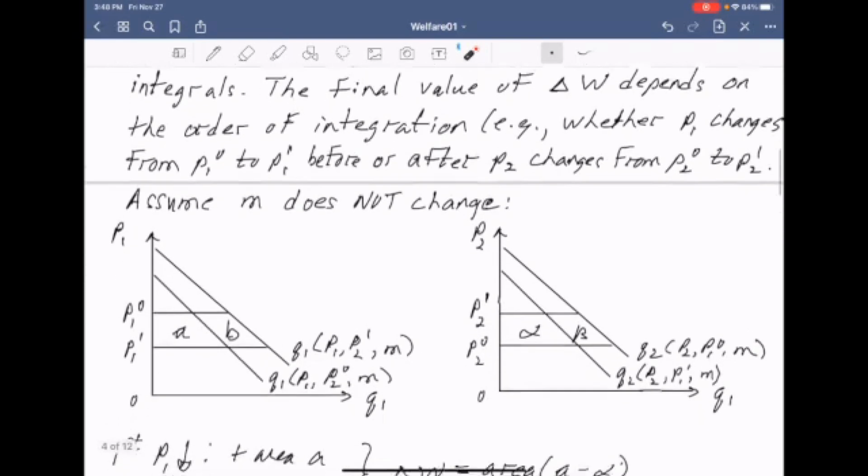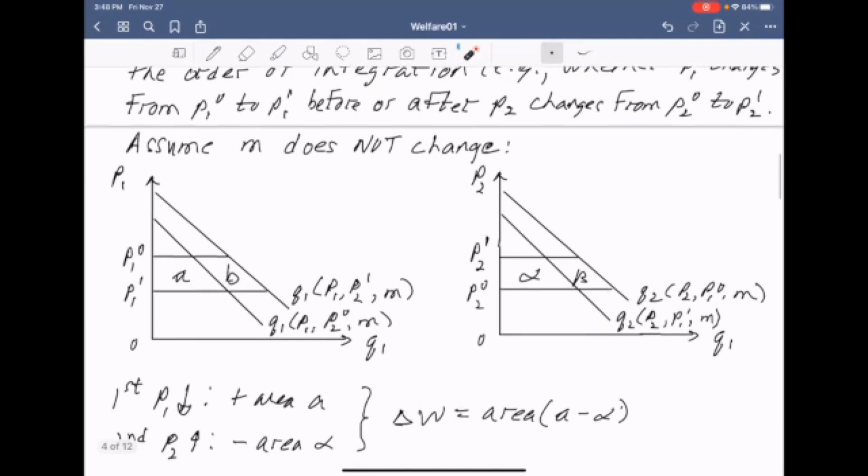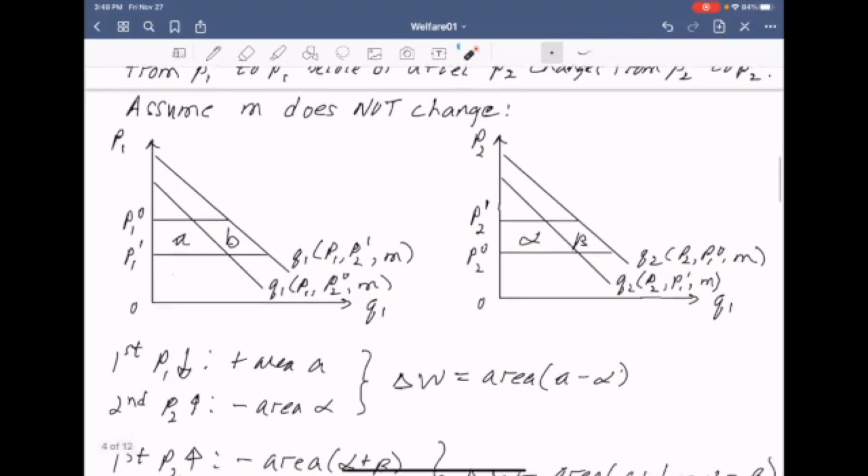So we can show that in a diagram. Let's assume that M does not change, so the income doesn't change. And we look at a couple of changes here.